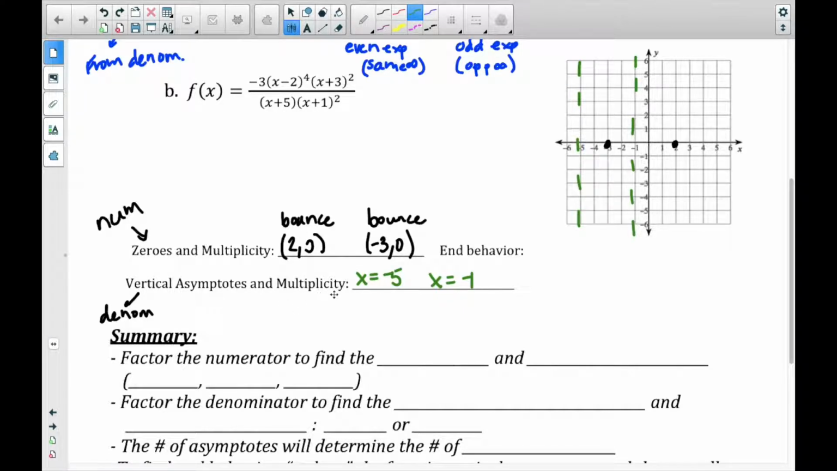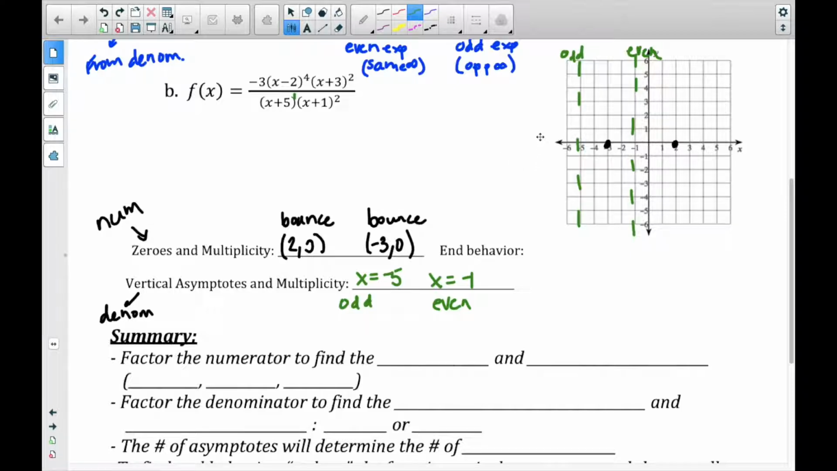I need to consider multiplicity. 5 has a power of 1. 1 is an odd number, so that one has odd multiplicity. I'm going to write myself a note that this one's odd. Negative 1 comes from this one. It has a power of 2. So that is an even. And so I'm going to write myself a note, even multiplicity.